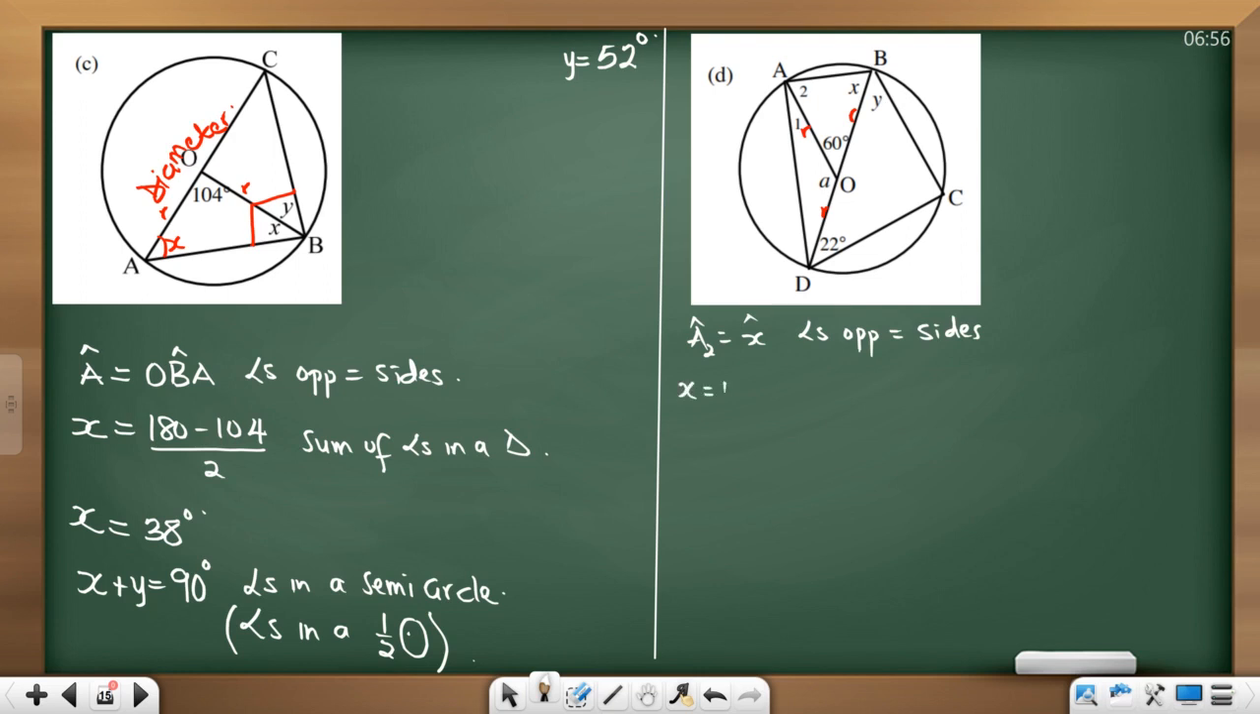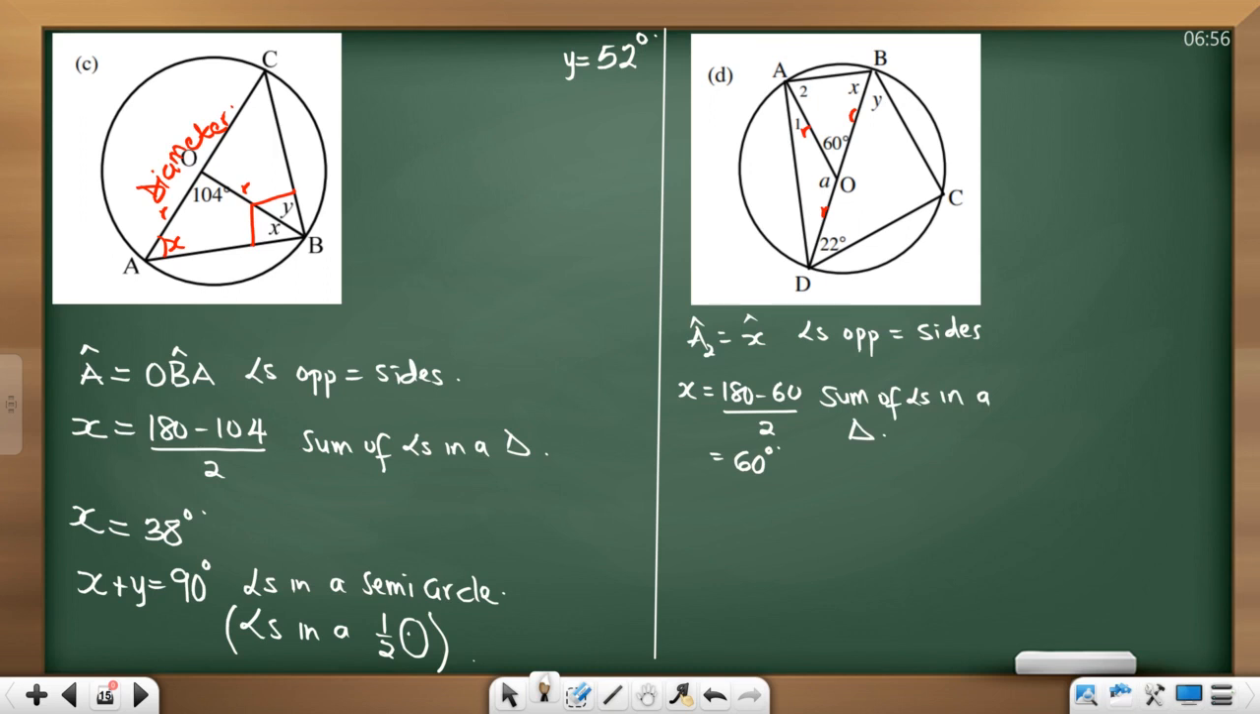All right, so X would be what? 180 minus 60 over 2. And that would be 60 what? Degrees. What's the reason here? Sum of angles in a triangle. Question is, what is y?